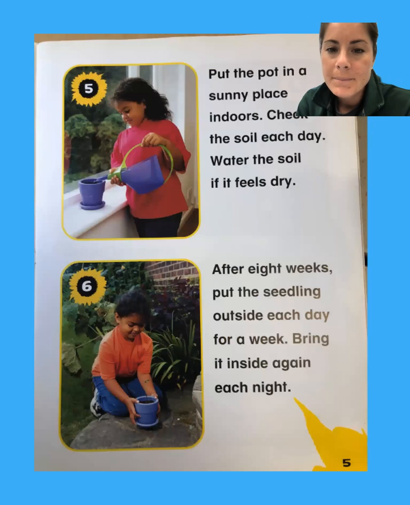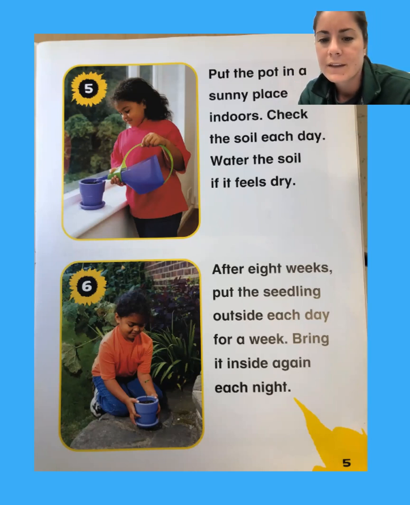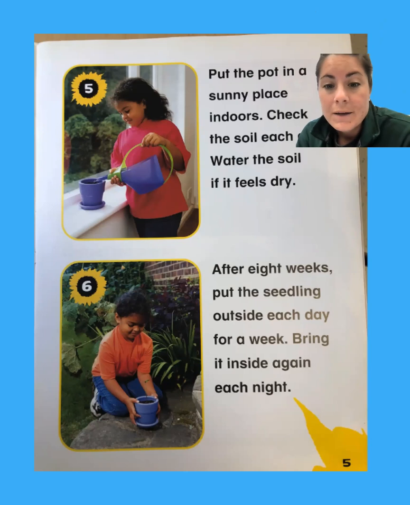5, put the pot in a sunny place indoors. Okay, so this nonfiction text is telling us to make sure it's indoors first. Check the soil each day. Water the soil if it feels dry. Remember, soil is like the word for dirt, right? That dirt that's in the pot. After 8 weeks, that's a long time, it's like 2 months, put the seedling outside each day for a week. Bring it inside again each night.